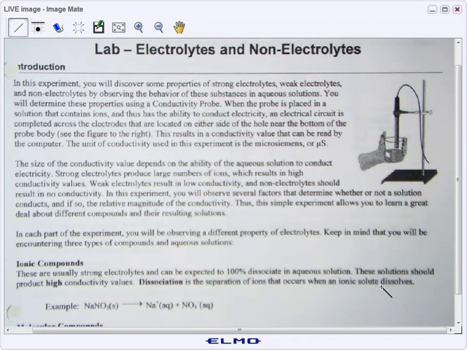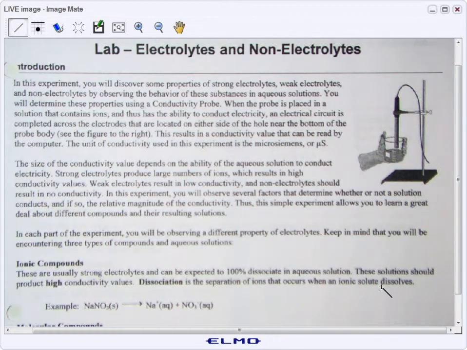So non-electrolytes, do they conduct electricity? No. Okay? They may dissolve in water, like sugar dissolves in water, but just because it dissolves in water doesn't mean it conducts electricity. So that's really all that we're getting to look at or think about today.